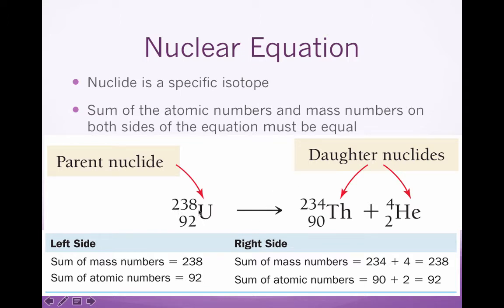Here we have 238 for mass number, and here we have 234 plus 4, so that's 238. It's the same. And then here we have this atomic number of 92. Here we have 90 and 2, so that equals 92, so we're good.